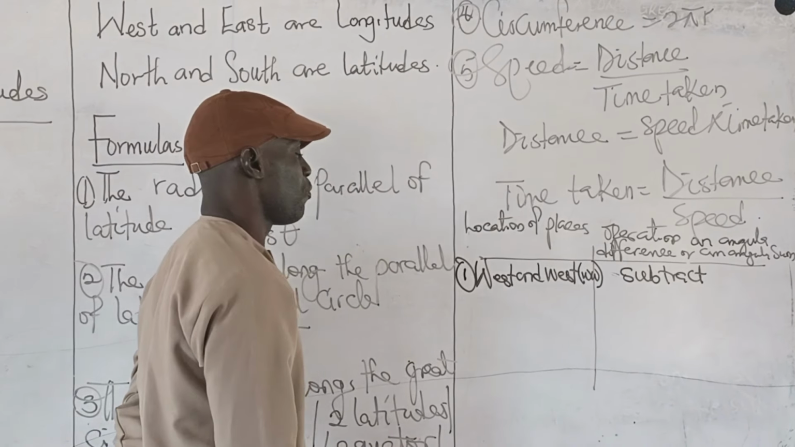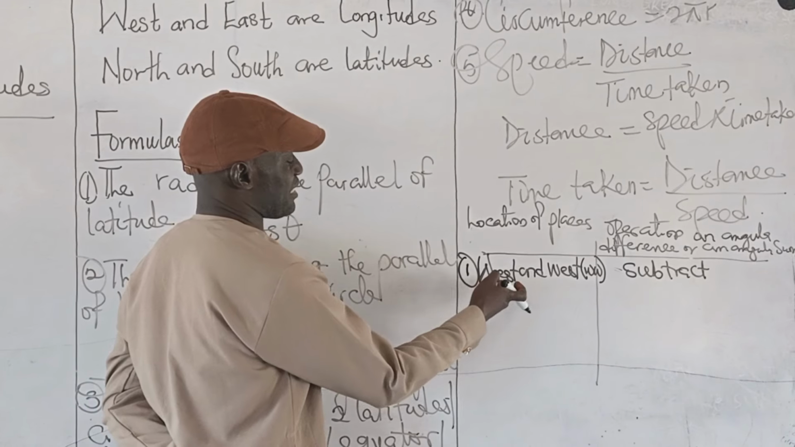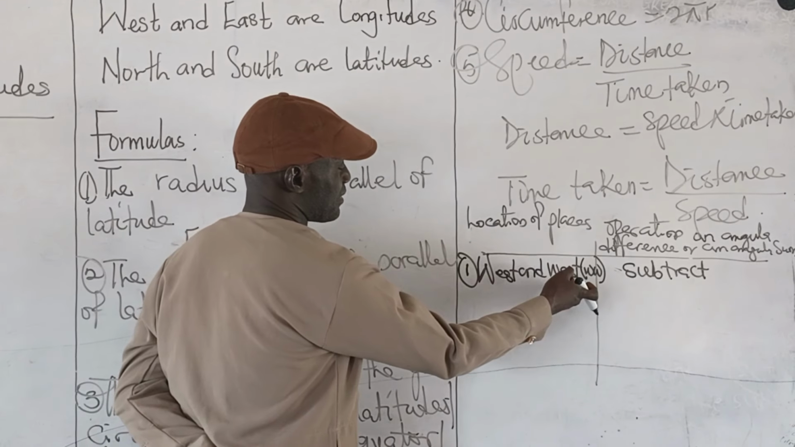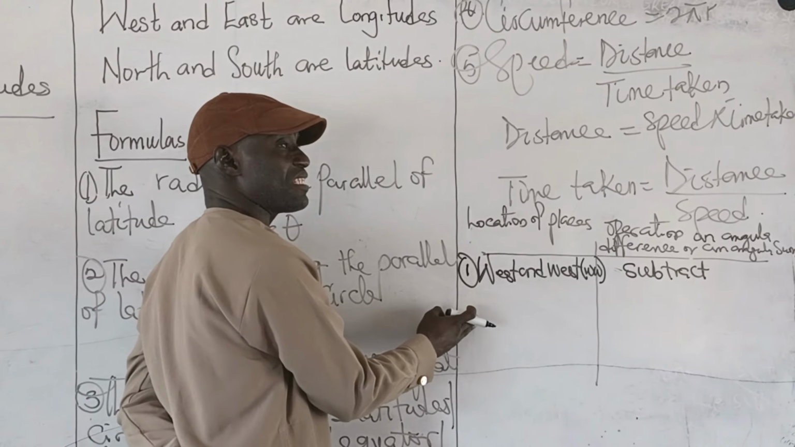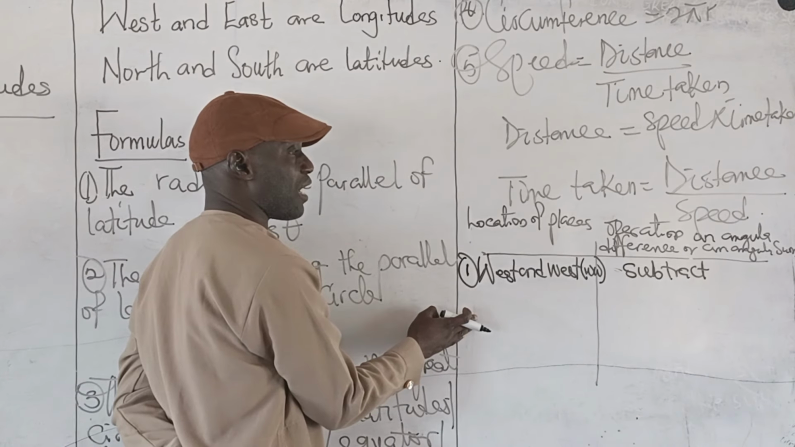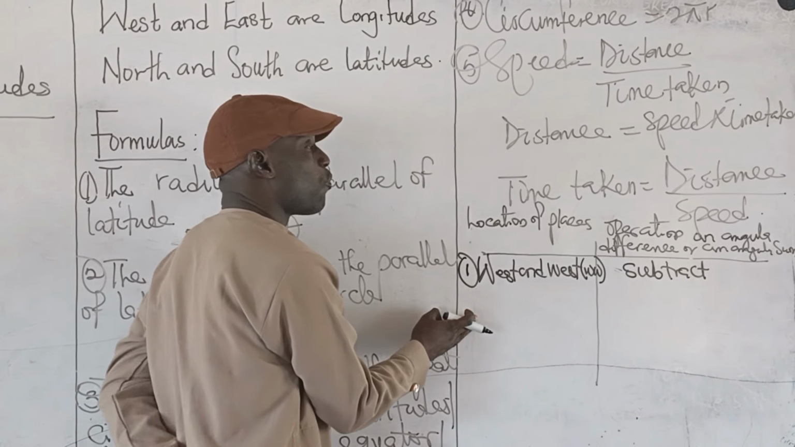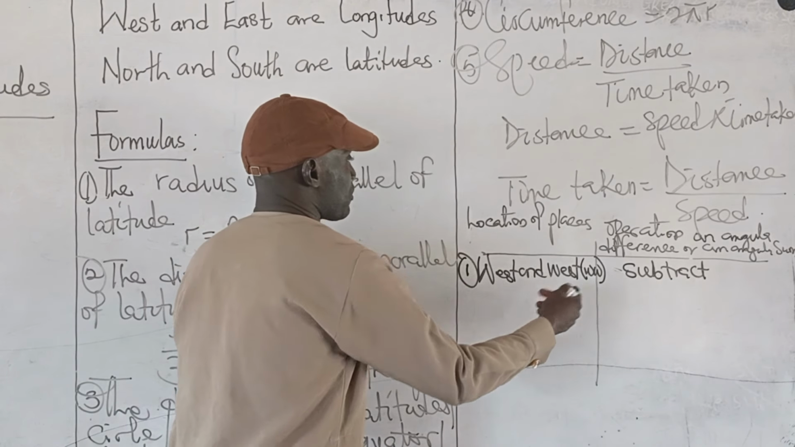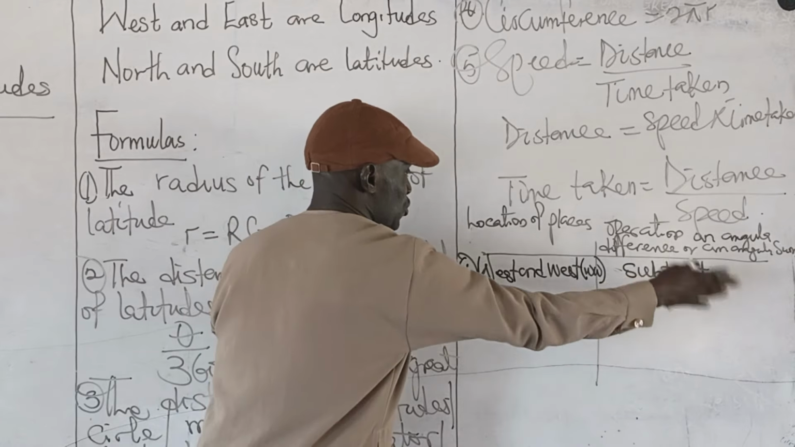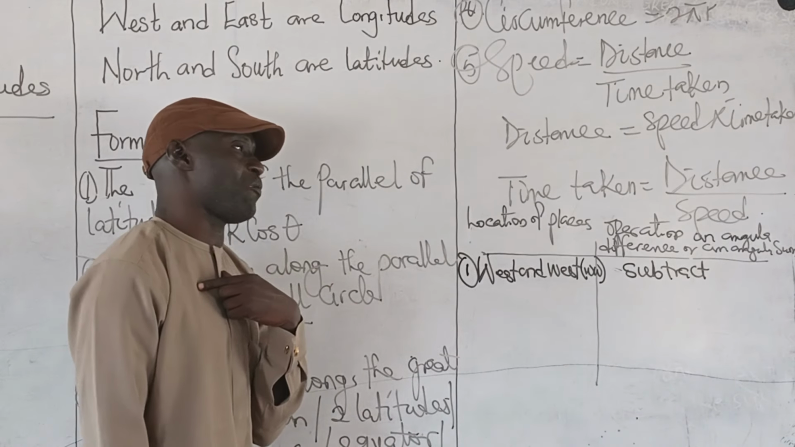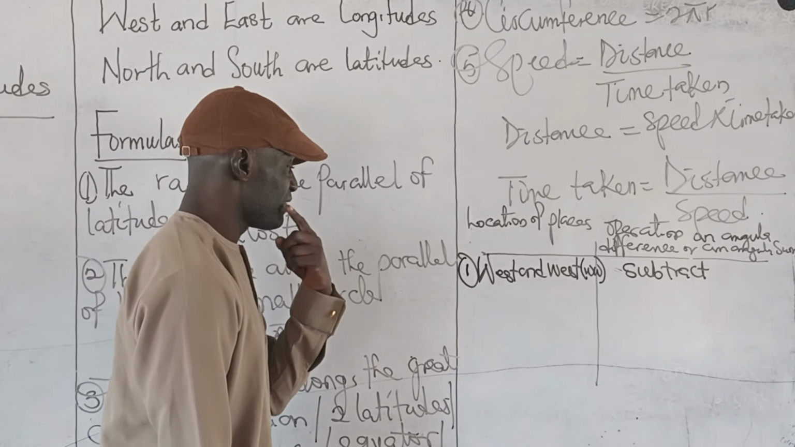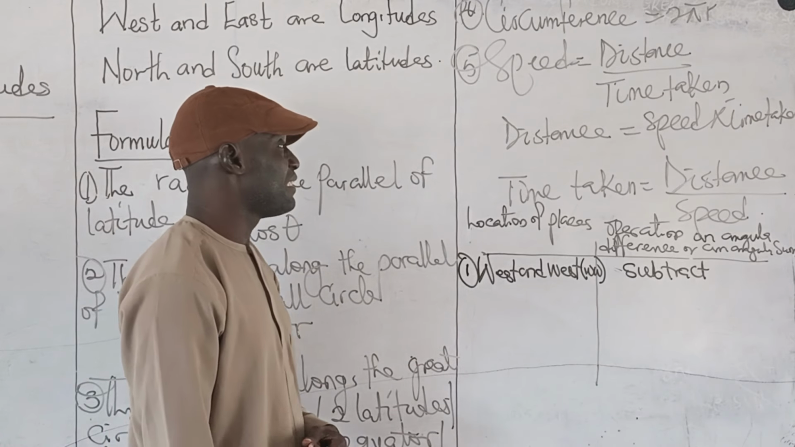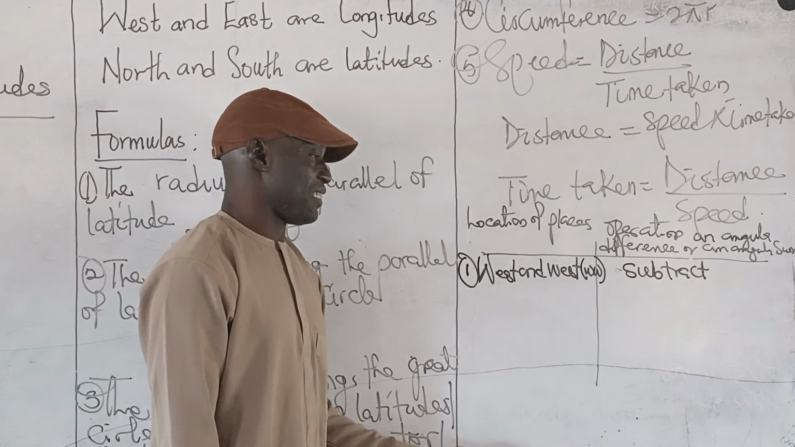I said when we have the same location, you can see this west together with west. Let's say we have 20-degree west and we also have 40-degree west. What type of operation are we supposed to apply there? We are supposed to subtract, which is 40 minus 20. Let me give another example. Let's say we have 10-degree west and 15-degree west.